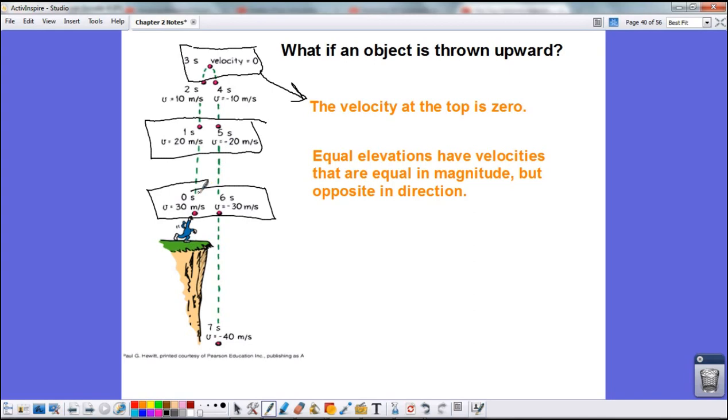Up, down. This means that if I throw a ball upward and it comes back down, if I threw it with a speed of 15 meters per second, if I catch it at that same height, it's going negative 15 meters per second. This is useful information when we start to solve some problems. Also, knowing that the velocity at the top is 0 is very useful information as we start to solve problems.